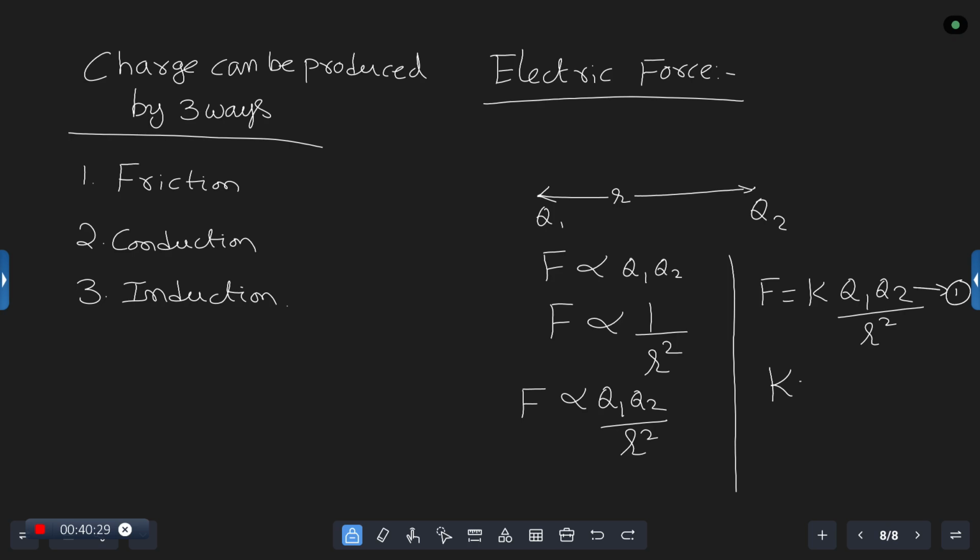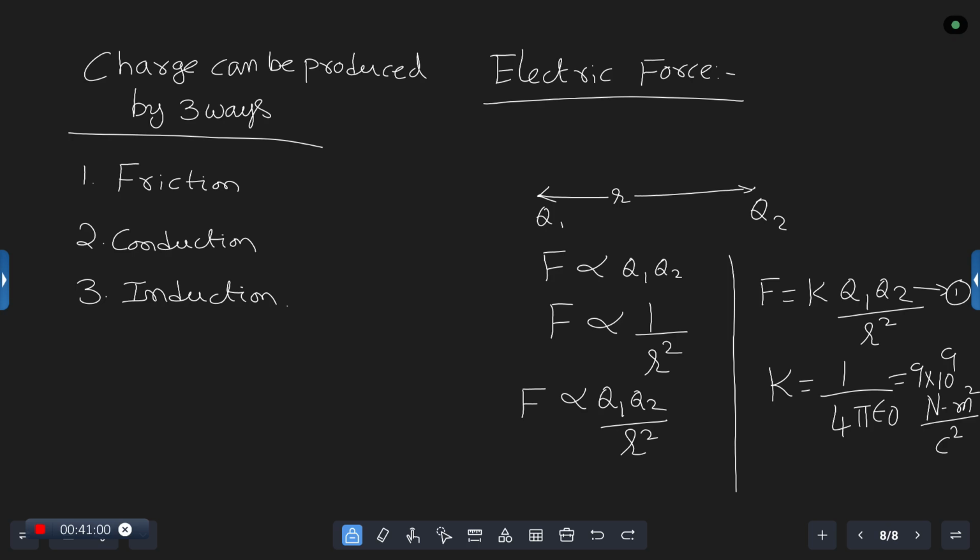So K equals what is the value? 1 by 4 pi epsilon naught. That value will be 9 into 10 power 9. What is the units? Newton meter square by Coulomb square. Okay, K value 9 into 10 power 9. So by using this formula, simple problems we can solve. But that is not important for us.